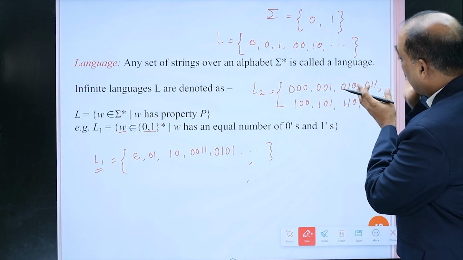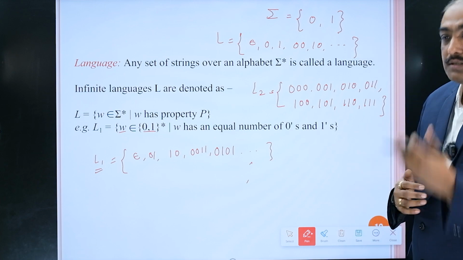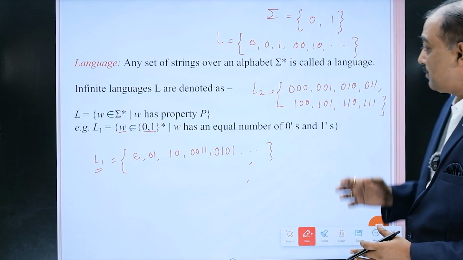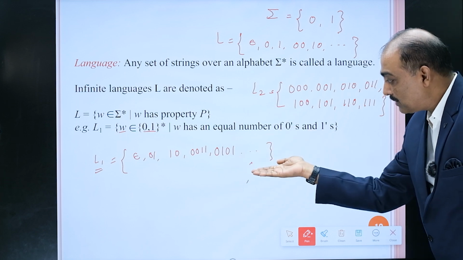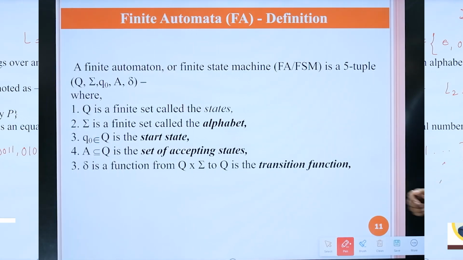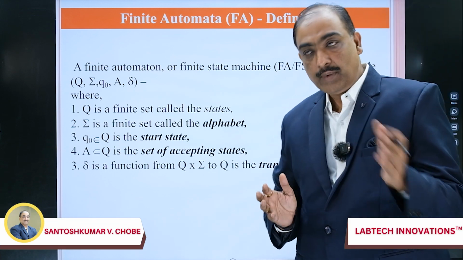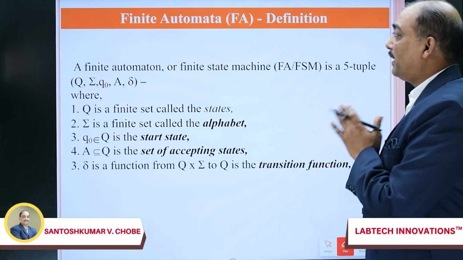Now in this case it becomes finite. So if I apply certain constraints on a language, that language might be finite. If you don't apply any constraints, that language can be infinite. With these prerequisite terminologies, let's come to the definition of finite automata.